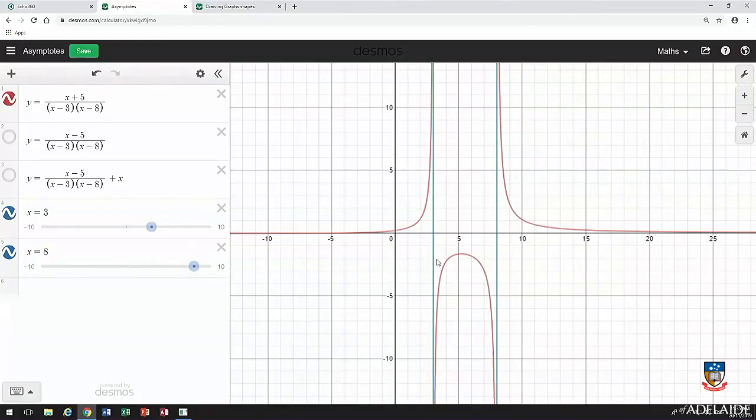And an asymptote is any line that the graph seems to get closer and closer to as you move further out, or further in, or further up. The word asymptote literally means flying together.